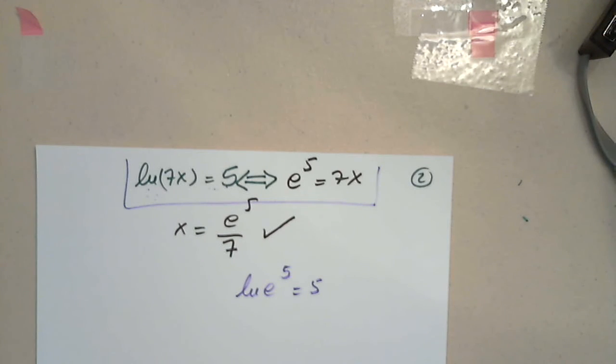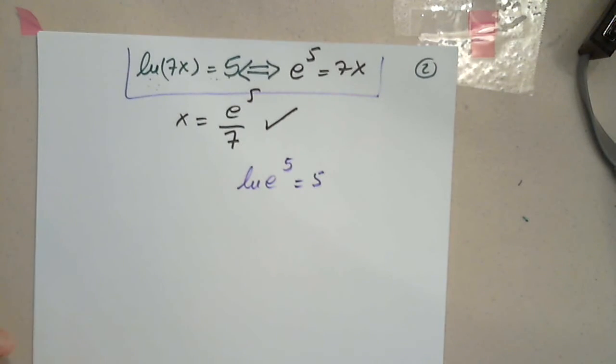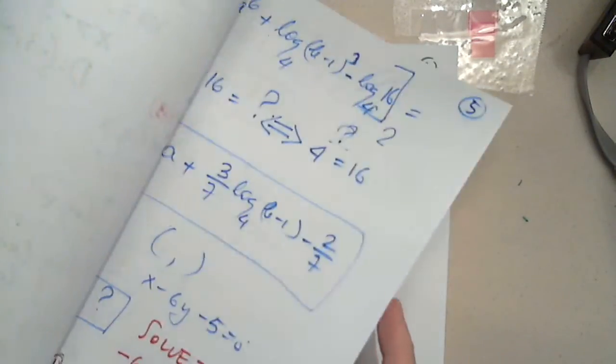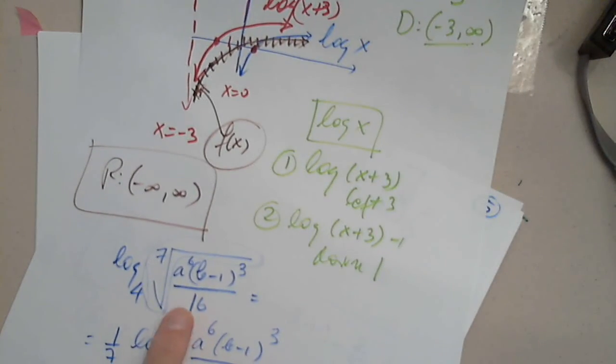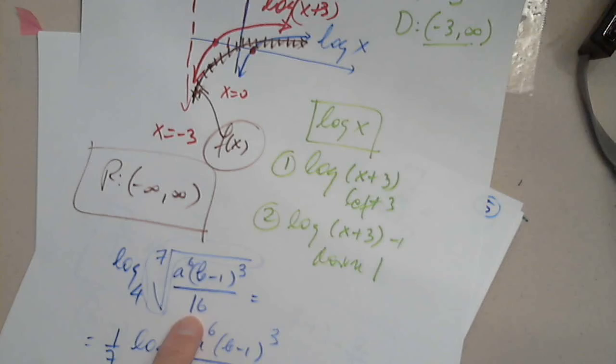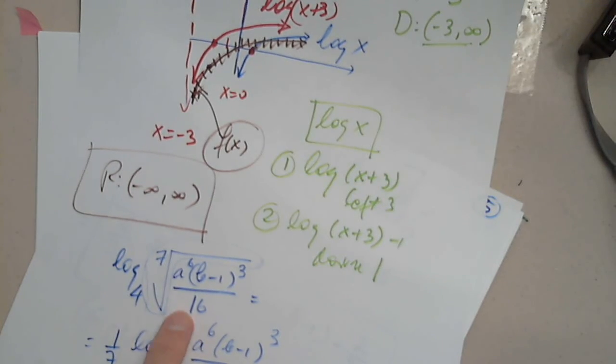Can we do number 9 on the test? Yes. What does it say? It says use the properties of the log to expand the expression as much as possible, and it says log base 4 of the 7th root of a to the 6th, b minus 1 to the 3rd, divided by 16.